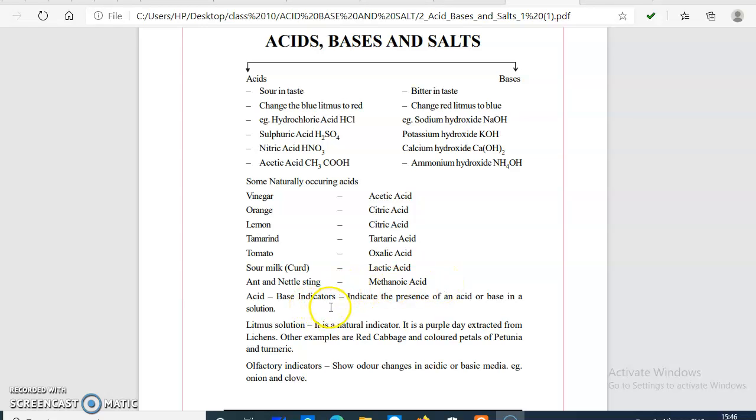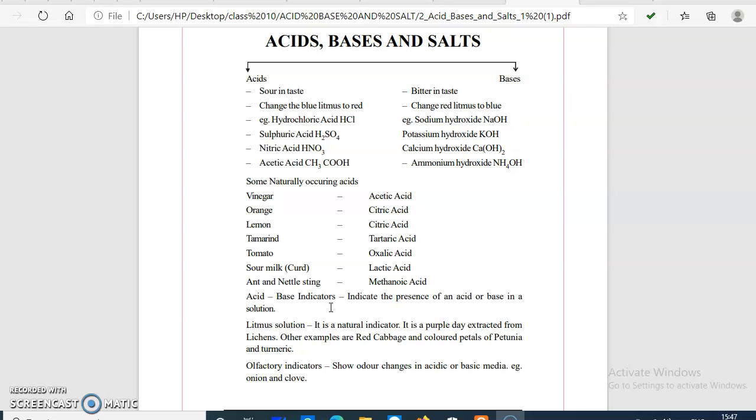Acid base indicators. What are acid base indicators? Why are we using these acid base indicators? In class 7th you have seen turmeric and China rose, many acid base indicators. But what are acid base indicators? These indicators indicate the presence of an acid or base in a solution. If you don't know the acidity or basicity of a solution, you can use indicators. The indicator will tell you whether the solution is acidic or basic.